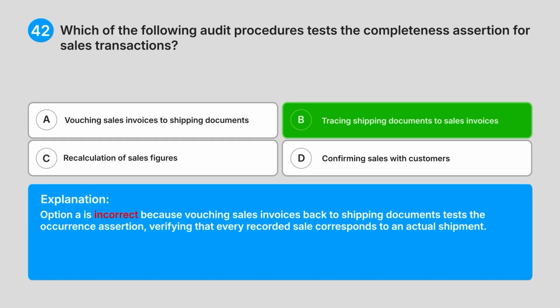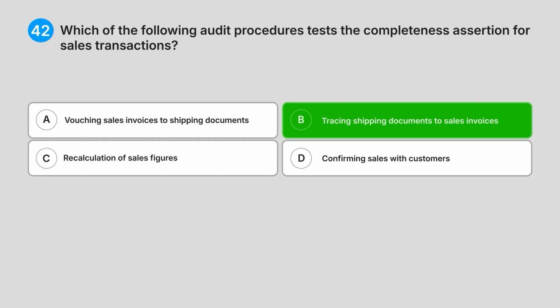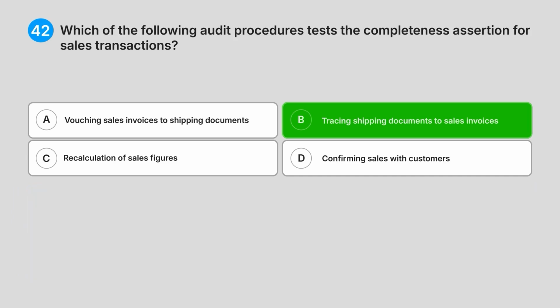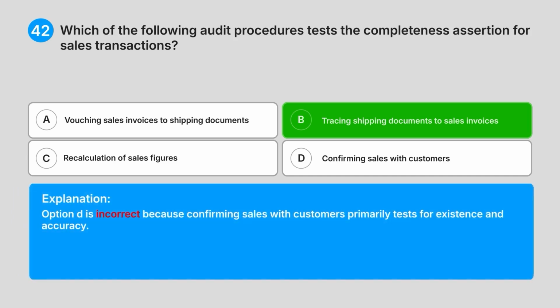Option A is incorrect because vouching sales invoices back to shipping documents tests the occurrence assertion, verifying that every recorded sale corresponds to an actual shipment. Option C is incorrect because recalculation of sales figures tests the accuracy assertion. Option D is incorrect because confirming sales with customers primarily tests for existence and accuracy.